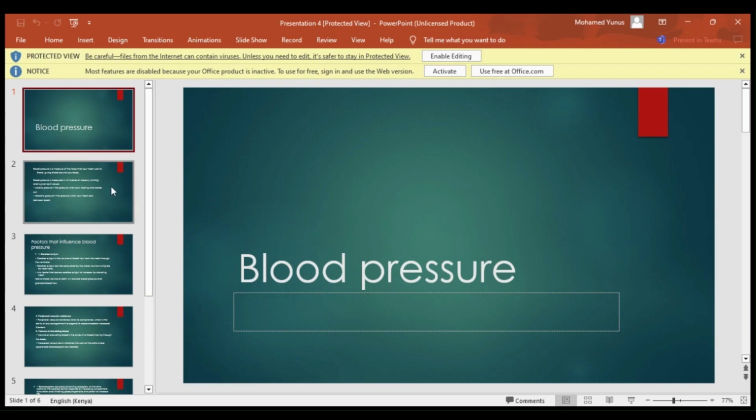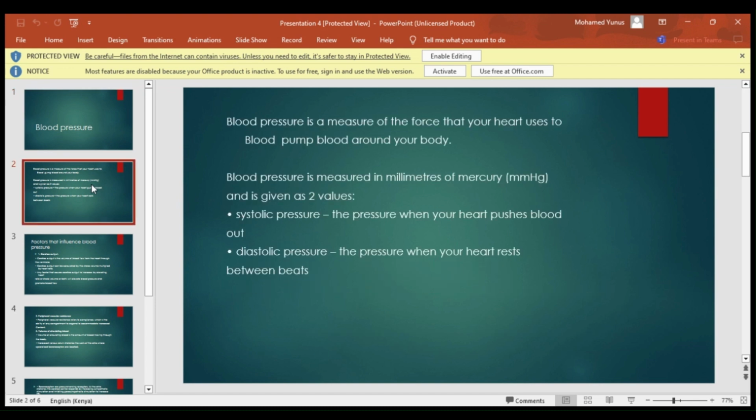We are going to talk about blood pressure, and what do we mean by blood pressure. Blood pressure is the measure of the force that your heart uses to pump blood around the body. Blood pressure is measured in millimeters of mercury, and it's measured in two values.